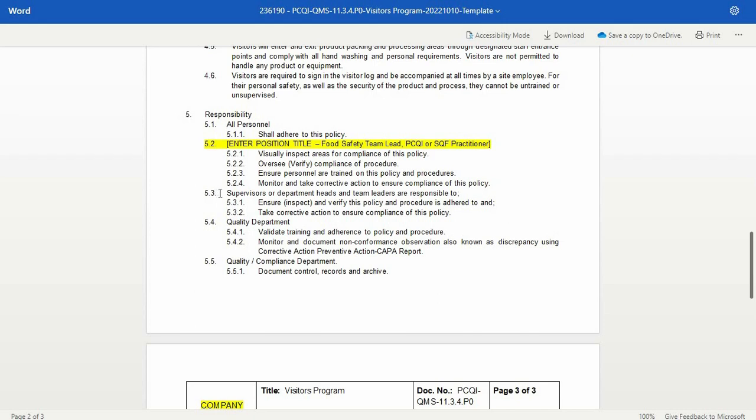The supervisors or department heads and team leaders are responsible to ensure and verify this policy and procedure is adhered to, and take corrective action to ensure compliance of this policy. For the quality department, validate training and adherence to policy and procedure, and monitor and document nonconformance observation, also known as discrepancy, using corrective action, preventive action, or the CAPA report. And for the quality or compliance department, document control, records, and archive.